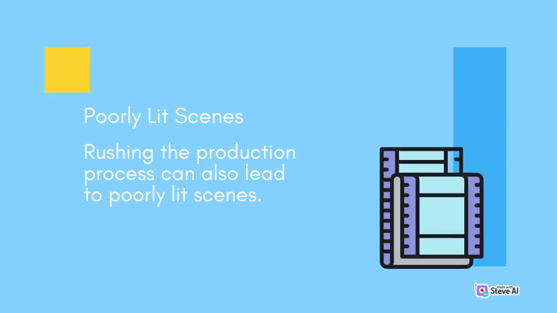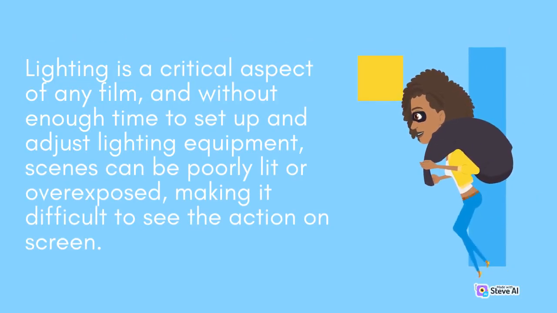Poorly lit scenes. Rushing the production process can also lead to poorly lit scenes. Lighting is a critical aspect of any film, and without enough time to set up and adjust lighting equipment, scenes can be poorly lit or overexposed, making it difficult to see the action on screen.